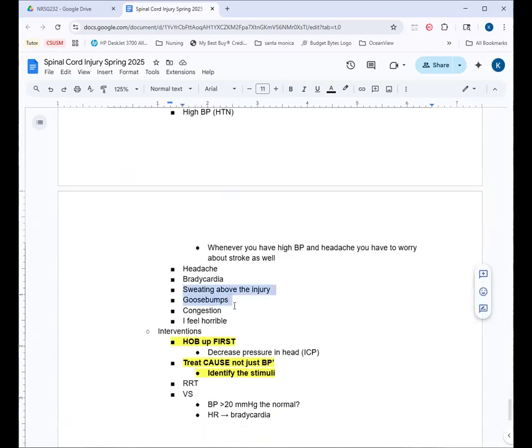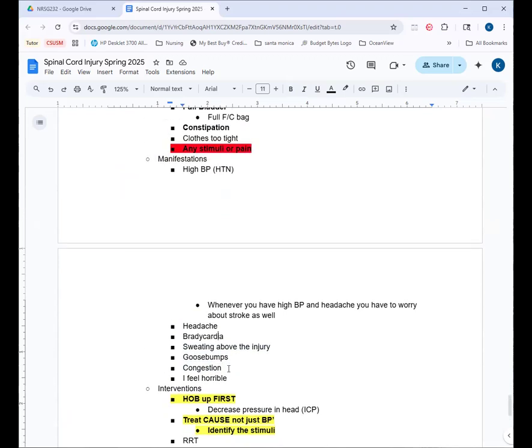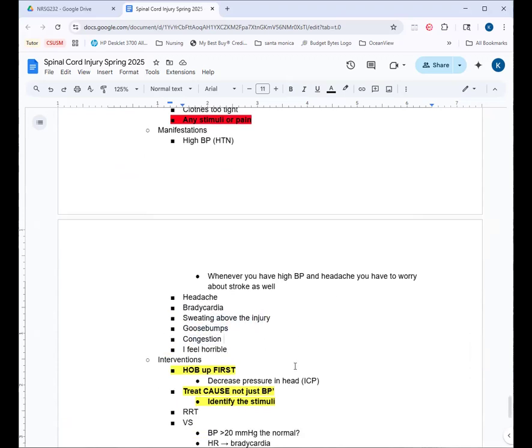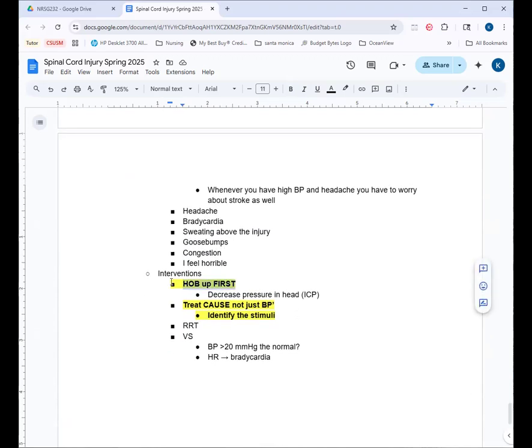But yeah, I don't think they're going to go too hard into these ones. These were the weird ones to me. Because hypertension and headache, in my head they kind of go together. Bradycardia, that's another compensatory mechanism. Patient saying, I feel horrible, kind of expect that. But sweating above the injury was always odd to me, the goosebumps and the congestion. But yeah, head of bed up first, treat your cause, call for help. And then for recognition's sake, think about these.